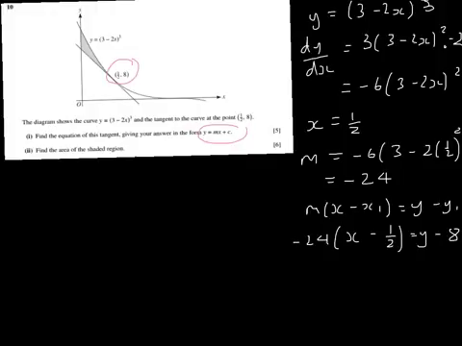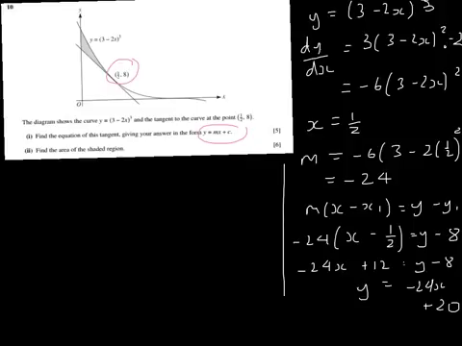So we do have to do that, which involves expanding this out. So negative 24x plus 12 equals y minus 8. If I tie that up, with the y on that side, y equals negative 24x plus 20 is the equation of that line. Cool. So that's part 1.